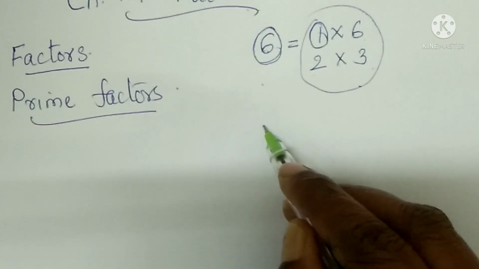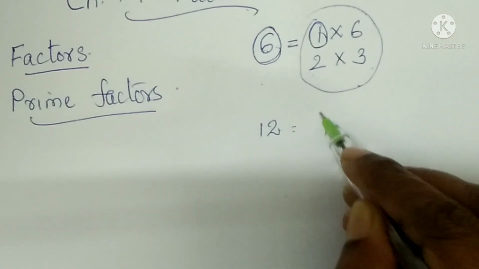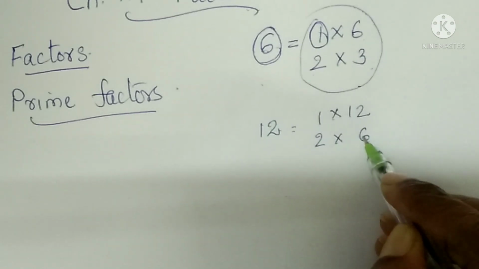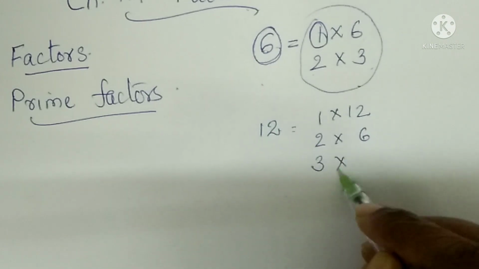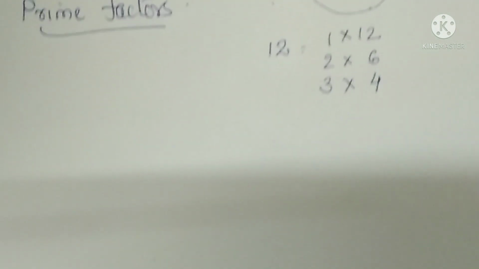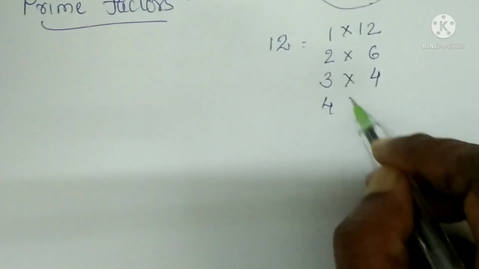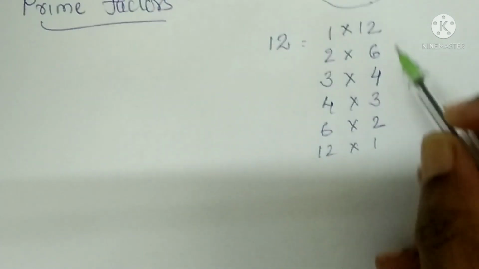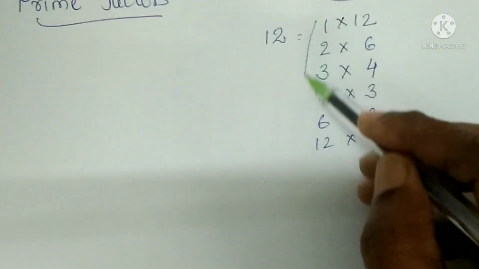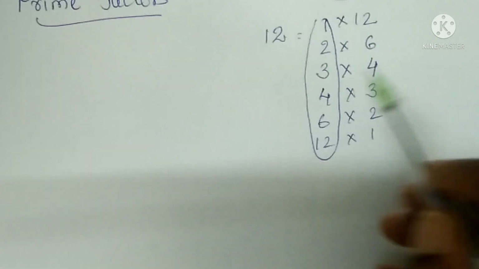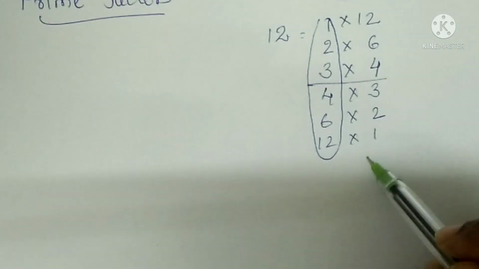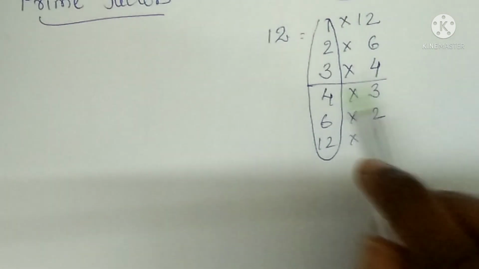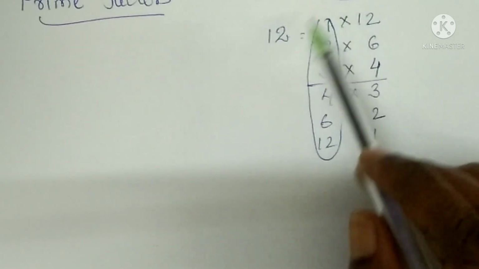For example, if you take 12, it can be written as 1 into 12, this is one way. You can write it as 2 into 6, another way, 3 into 4, another way. Now, if you want to repeat it, that is 4 into 3, 6 into 2, 12 into 1. These are all factors, and see from here the factors are repeated, the order is changed, but the factors remain the same.